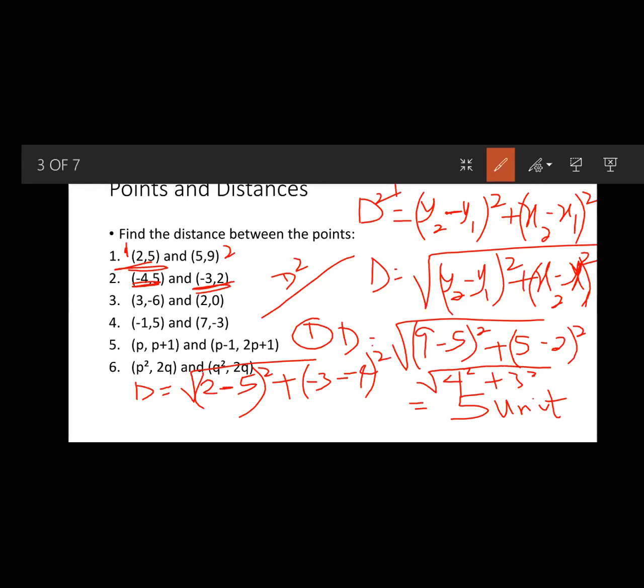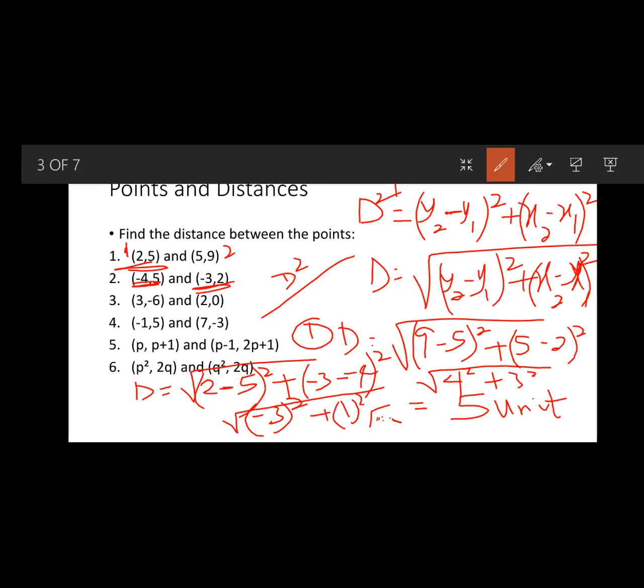So 2 minus 5 will give us minus 3. Square it, minus 3 squared. Plus minus 3 minus 4. Minus 4 will become plus 4. So minus 3 plus 4 will give us what? That's plus 1. So plus 1 squared. Square root of it. By the time you do that, minus 3 squared will give us what? 9. Then 1 squared will give us what? 1. So that would be what? Square root of 10.